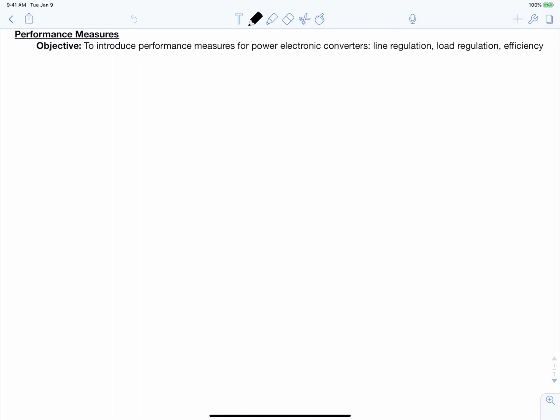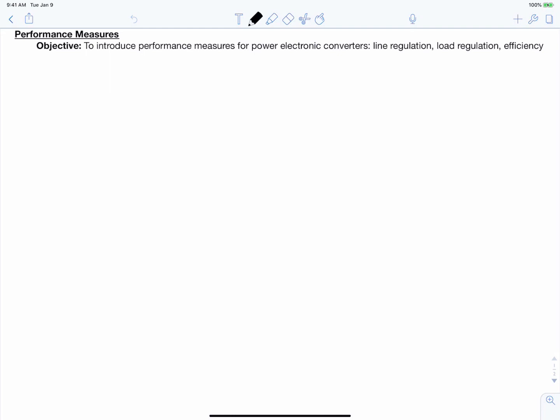The objective of this video is to introduce performance measures for power electronic converters. Specifically, we're going to be talking about line regulation, load regulation, and efficiency. The idea here is to introduce you to the terminology that's used to describe the performance of power electronic converters.